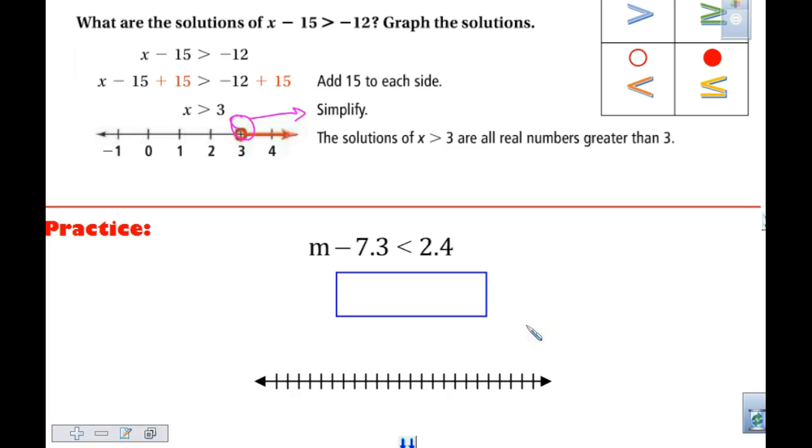What do we have to do to get m by itself? Check with your shoulder partner, and please solve this, and then we are going to make the graph. Okay? So do it right now.